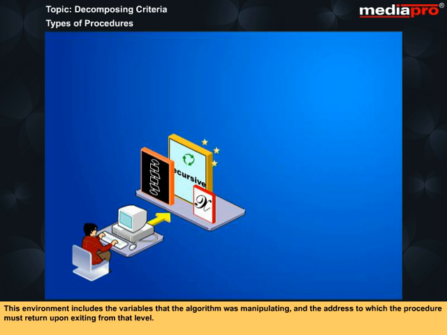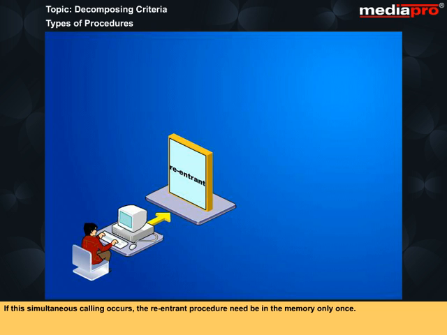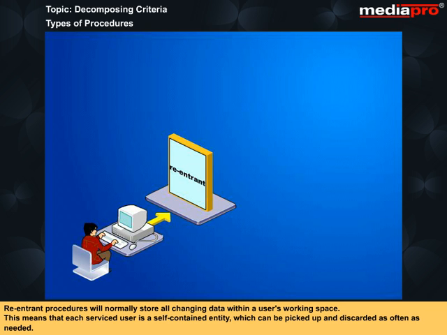Reentrant procedures, sometimes called pure procedures, are programs or program modules that do not alter their instructions in any way during execution. Hence, they may be simultaneously called by a number of other programs. If this simultaneous calling occurs, the reentrant procedure need be in the memory only once. Reentrant procedures will normally store all changing data within a user's working space. This means that each serviced user is a self-contained entity which can be picked up and discarded as often as needed.